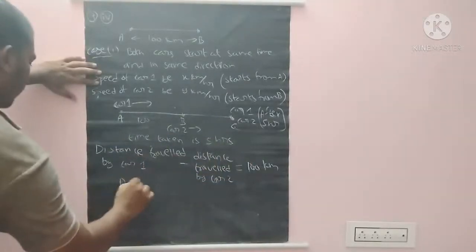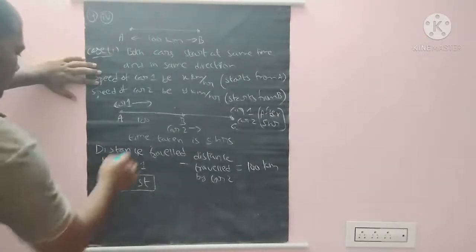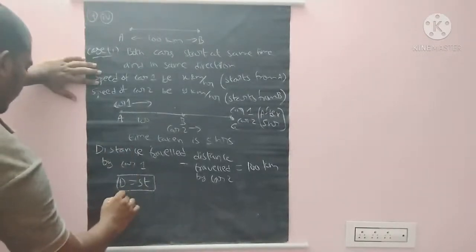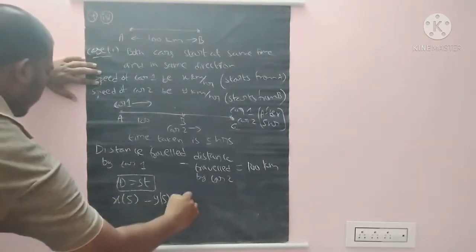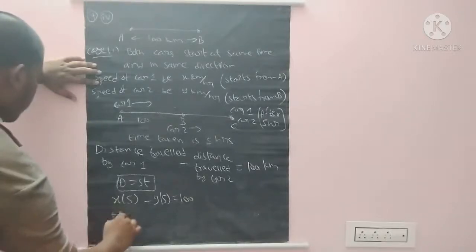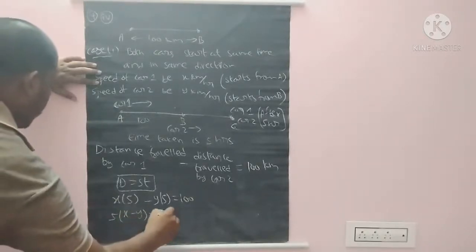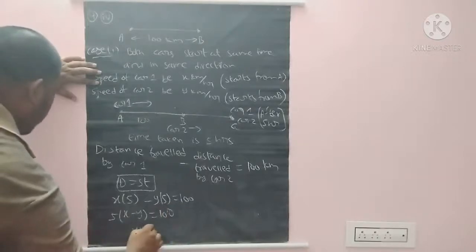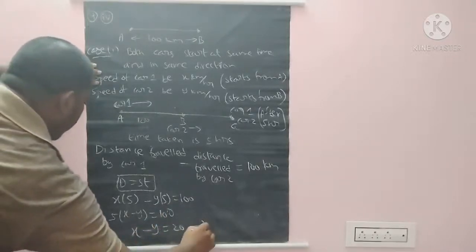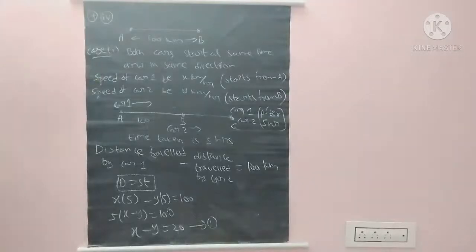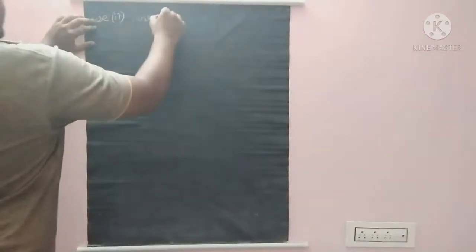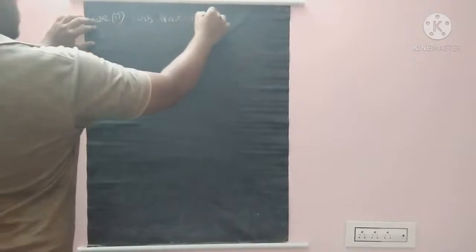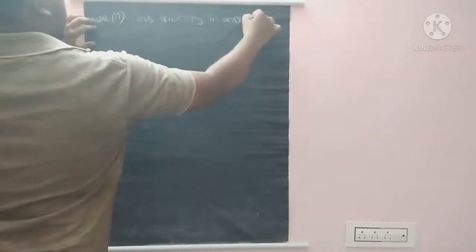So distance means, what is the formula? Speed into time. So here x into 5 minus y into 5 is equals to 100. So if you take 5 common, 5 into x minus y is equals to 100, and x minus y is equals to 20. Let it be equation 1. Case 2. Cars traveling in opposite directions.